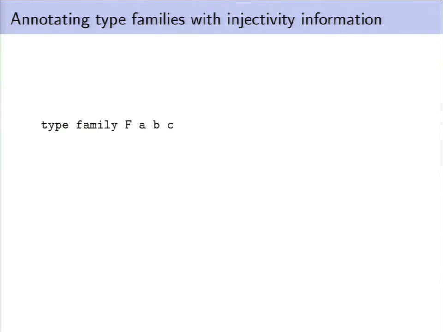From the user's perspective, using injective type families is quite simple. The user begins by writing the type family head in a normal way, and now what we need is a way to name the result of the type family call, and we do this with this new syntax, equals R, where R is a type variable name, and you can put a kind annotation on it if you want. And then we use syntax shamelessly stolen from functional dependencies to say that the result uniquely determines the arguments A and C, meaning type family F is injective in the first and third argument.